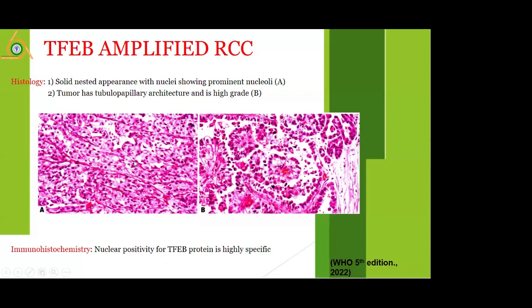The only hint is that they will have tubulopapillary architecture, are high grade and not fitting into your classical clear cell or papillary type of RCC, and all other differentials you have ruled out. Then only you pick up these kinds of TFEB amplified RCCs. They are so few in number that as of now the classical morphology and the behavior is not exactly known. But you should know that these are the three types. Next, please.